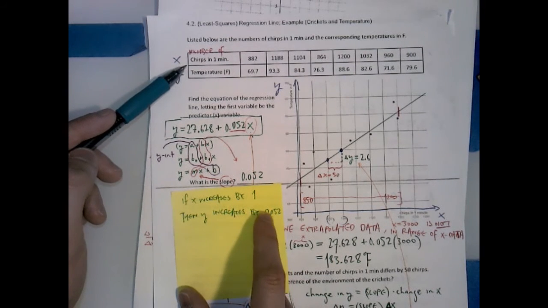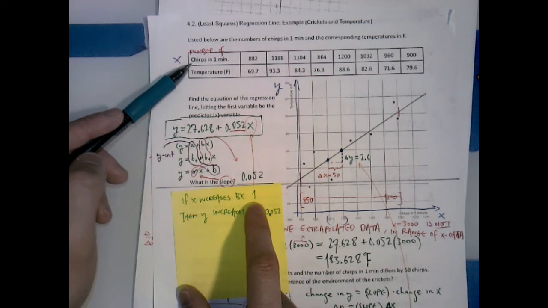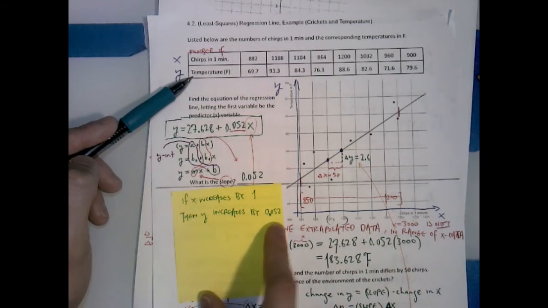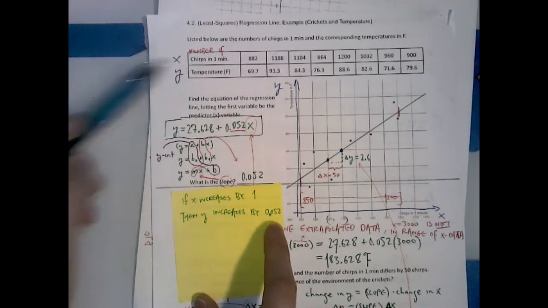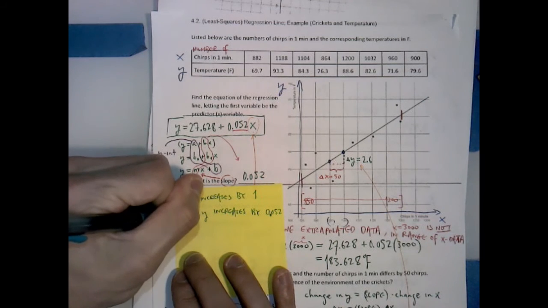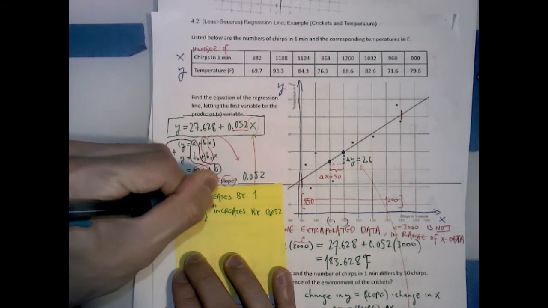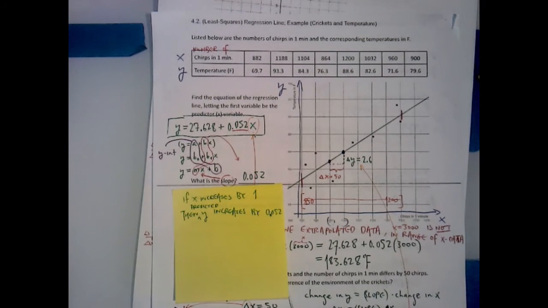So if we are investigating crickets and we hear that the chirps are increasing by 1 chirp in 1 minute, so we hear an extra chirp, then the predicted temperature goes up. I should actually say predicted here. So that's what this is saying.